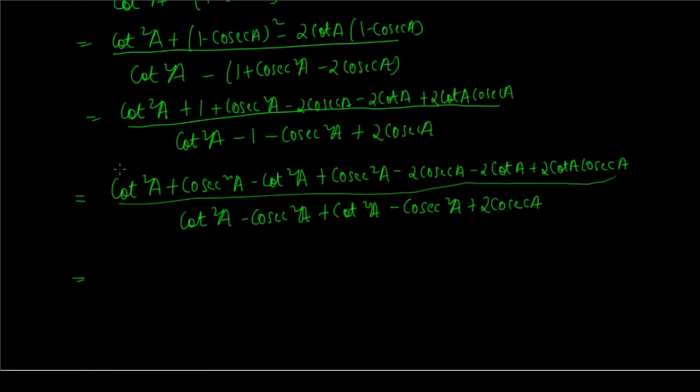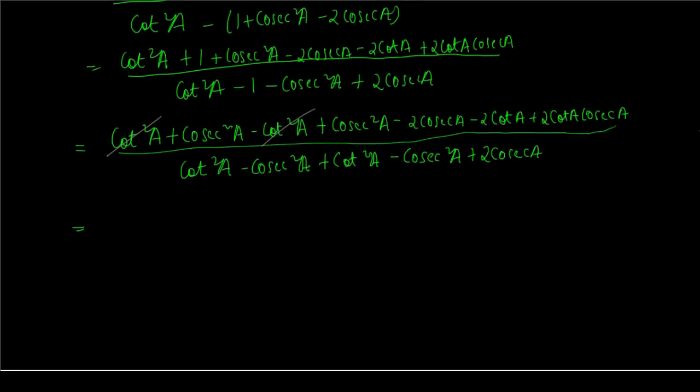Now a few things get cancelled here. This cot square A and this cot square A get cancelled. Clear? What else? That's it here. And on the denominator, nothing really gets cancelled, does it? Okay, it's fine. I don't think it should be a problem. 1 minus cosec square A plus cot square A. Let's see anyway. If needed, we'll do something. But for now, nothing is required.